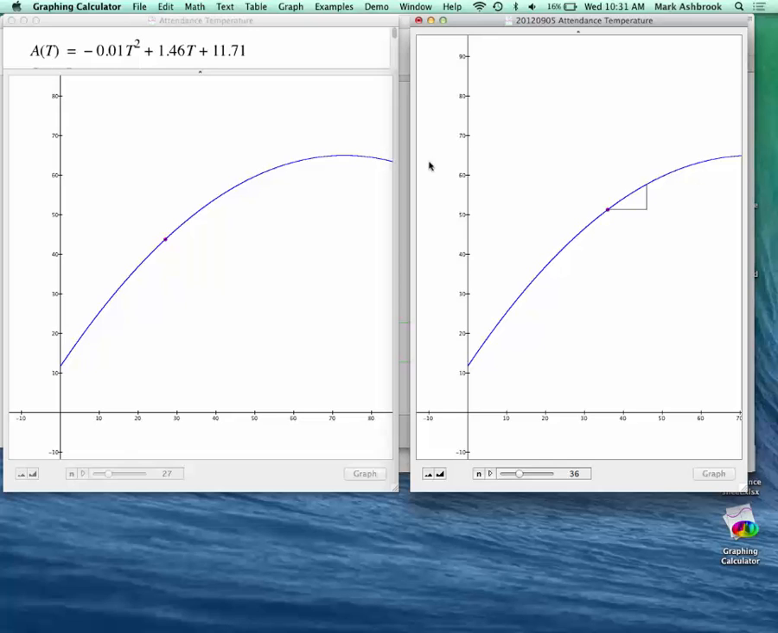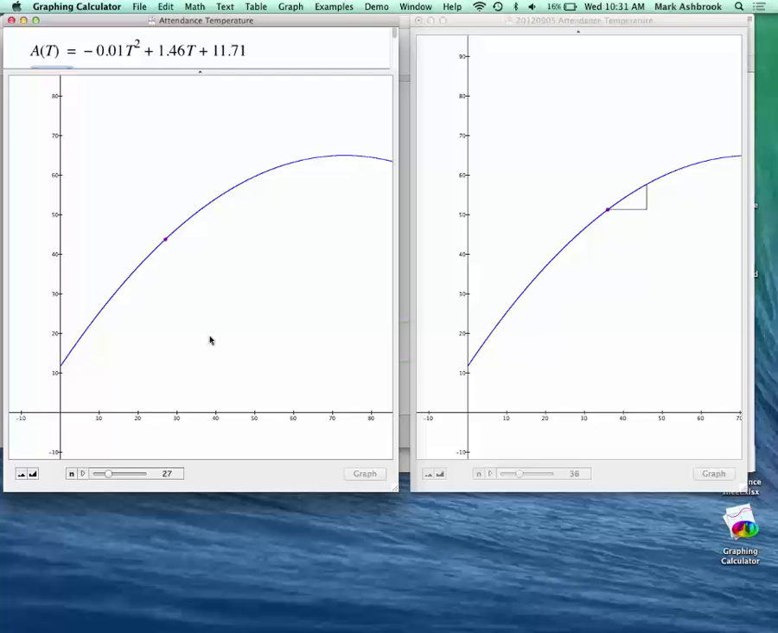So it was something like this, right? We had a function whose input was the temperature in degrees Fahrenheit, and the output of that function was the expected attendance at a sporting event. And so hopefully, graphing the function should be no problem. And graphing the movable point that shows points on the graph should have been no problem as well.